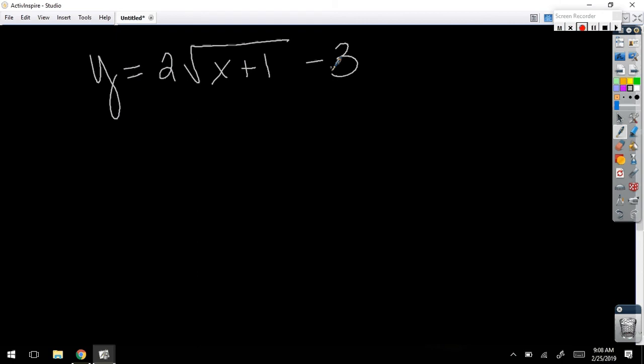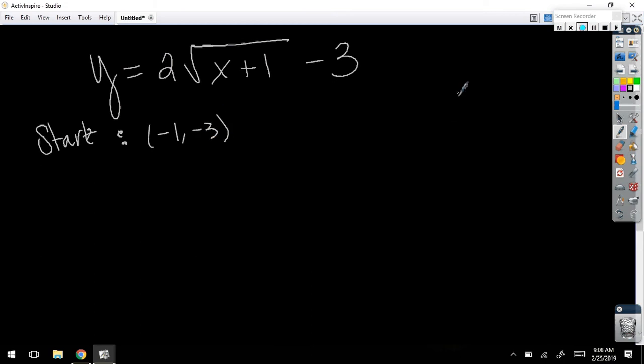This one has all the variables. It has the a, the h, and the k. By the way, if a is missing, what is it? 1. If h or k are missing, what are they? 0. So for this one, what would my starting point, or the vertex point, be? -1, -3. Remember, we have to change that sign, right?